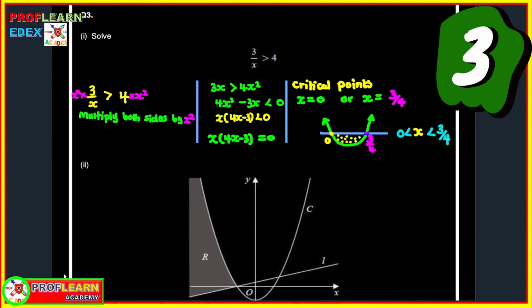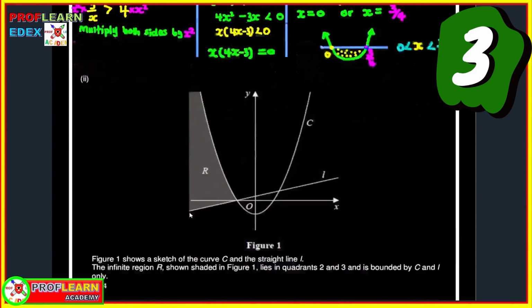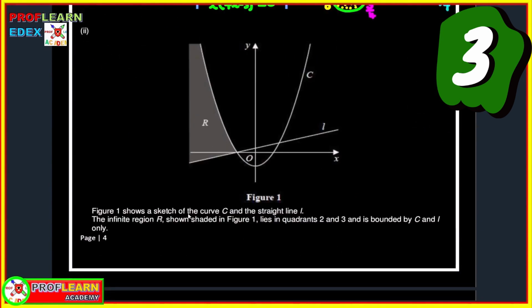Roman 2, whereby we are told that the figure shows a sketch of the curve C and the straight line L. The infinite region R, shown shaded in figure 1, lies in quadrant 2 and quadrant 3, bounded by curve C and L only. Yes, we have this region at this given point. So we are supposed to use inequalities in order to define that particular region. So we are told also there is an equation for C, and we are going to use that equation of C.